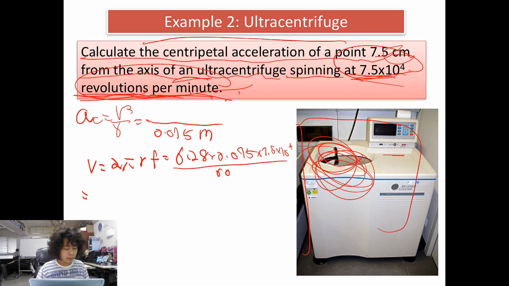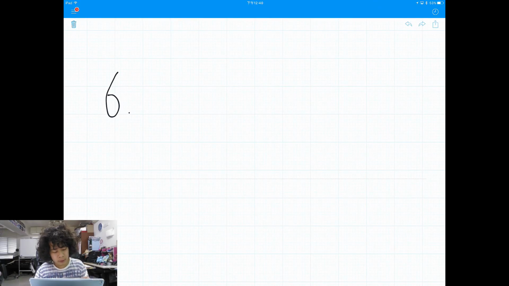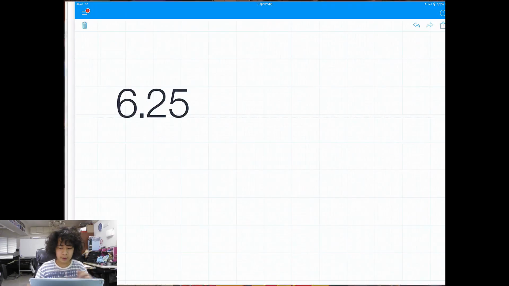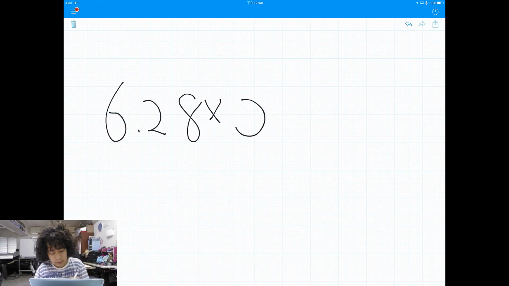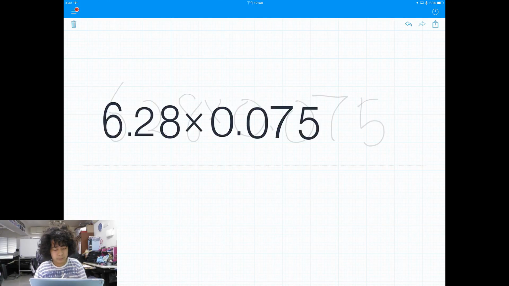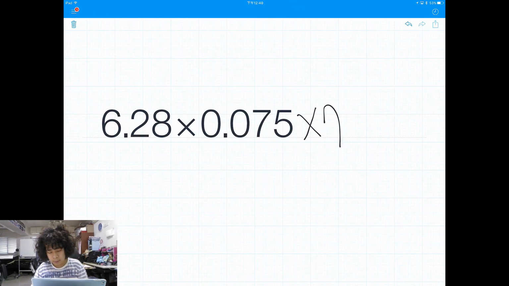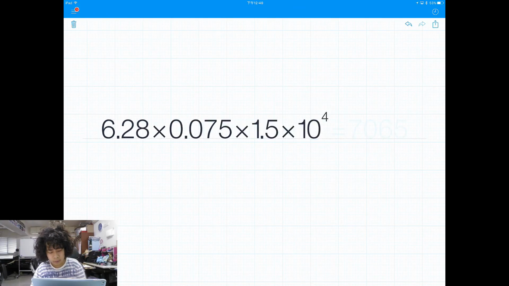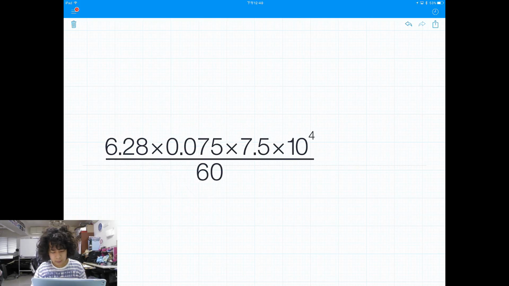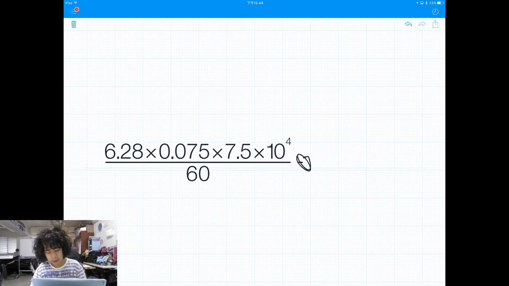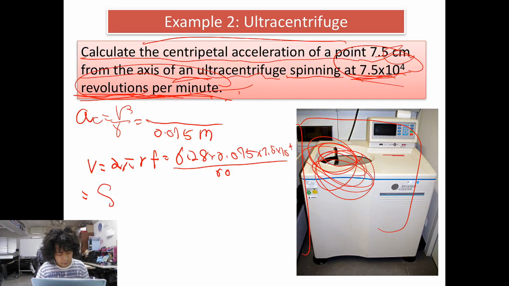I'm going to open my calculator. So 6.28 times 0.075 times 7.5 times 10 to the 4th power, divided by 60. So this number is about 589, so I will just use 589.